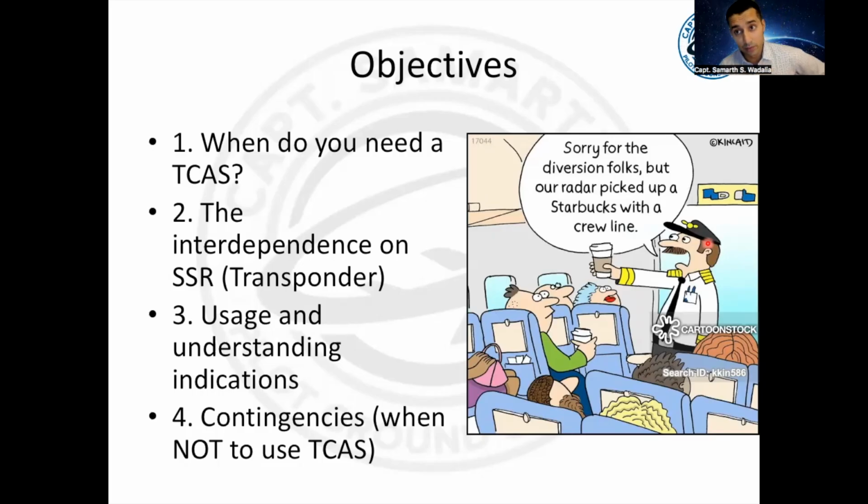Point number three, most importantly, we will talk about the indications that TCAS gives you on your navigation display. We must understand the indications as commercial pilots. We must remember the indications as commercial pilots by heart.